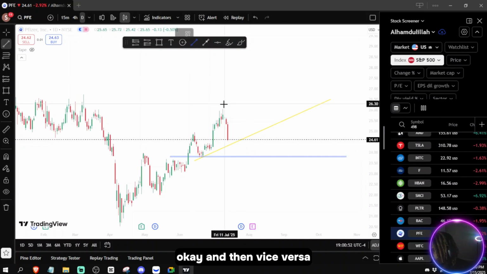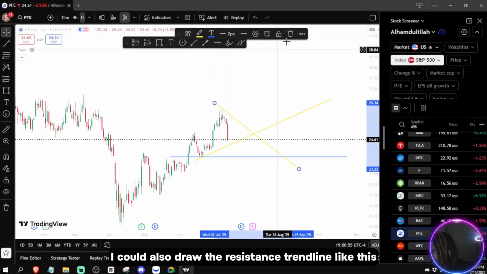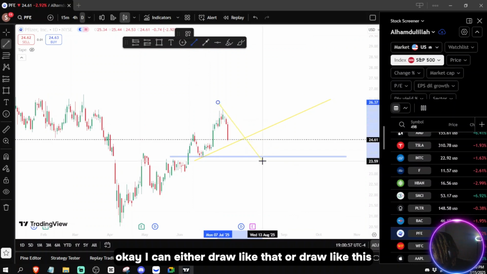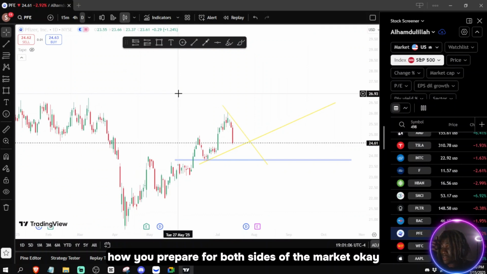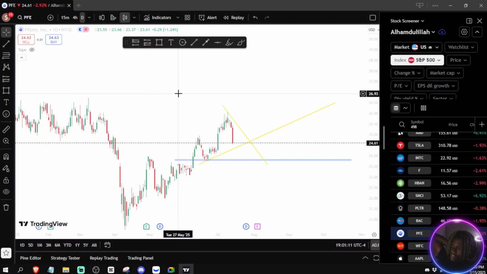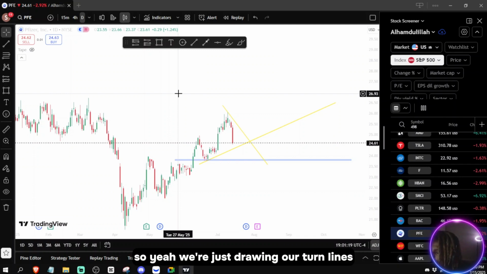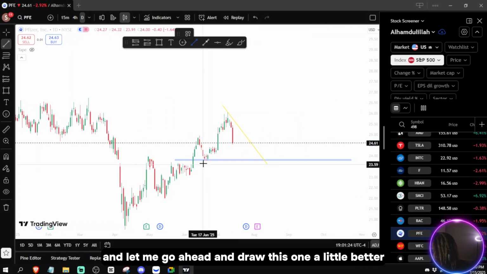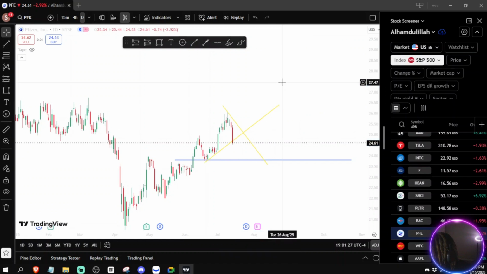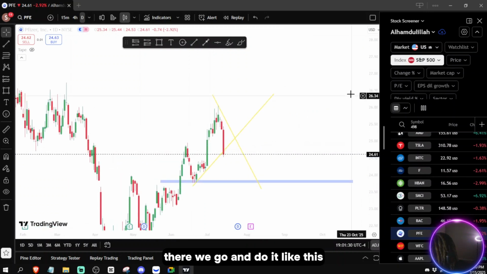Okay, and then vice versa, I could also draw the resistance trend line like this. Okay, I could either draw it like that or draw like this. Okay, so boom. And here's like that X is how you prepare for both sides of the market. Okay, so on either side, you're ready to play whatever happens, you're ready. Okay. So yeah, we're just drawing our trend lines, waiting for price to be reactive. And let me go ahead and draw this one a little better off these 2 points. There we go. You can do it like this.